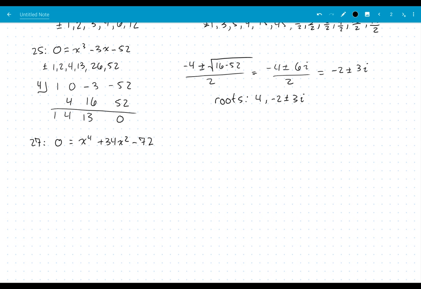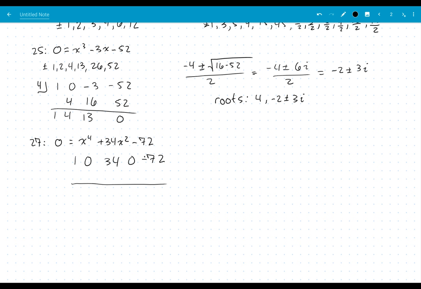But remember, we go from x squared to x to the 0th power, okay? So we're going to have to multiply by the square root of 2 rather than by 2. And then this is 1, right? So we have 2 and then all of that. So why don't we do our synthetic division? We have 1, 0, 34, 0, -72.